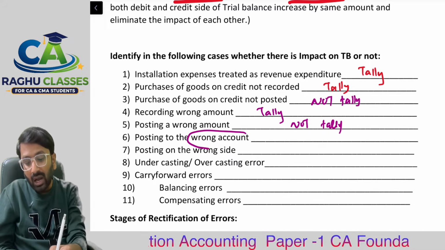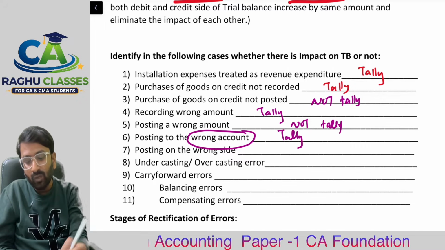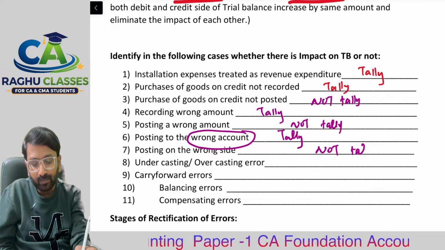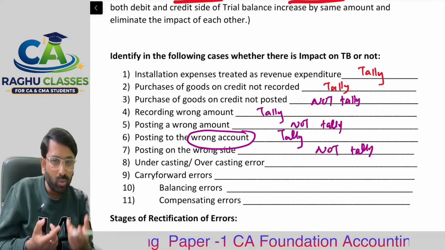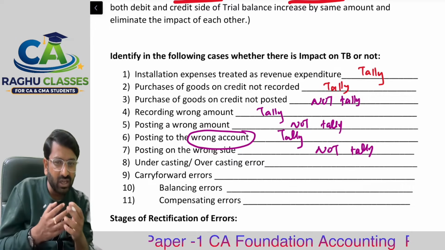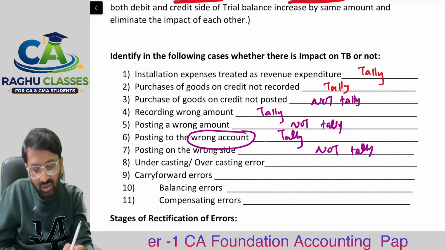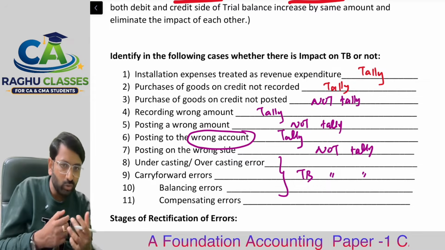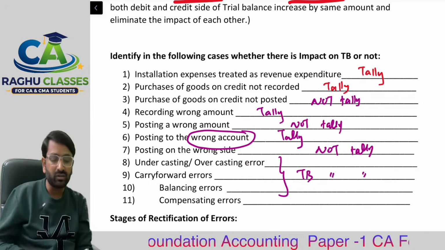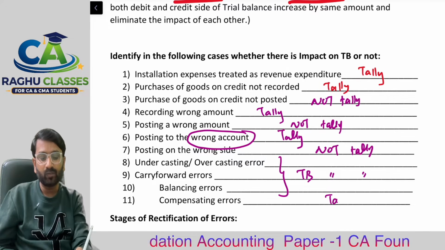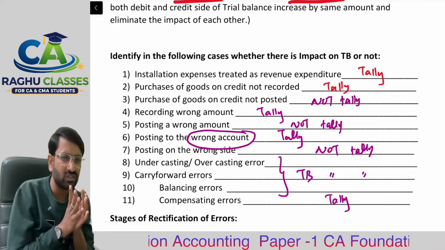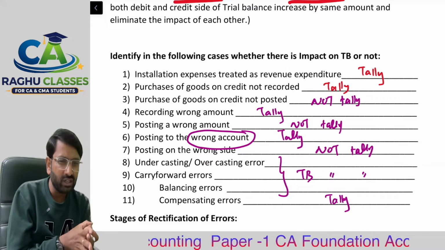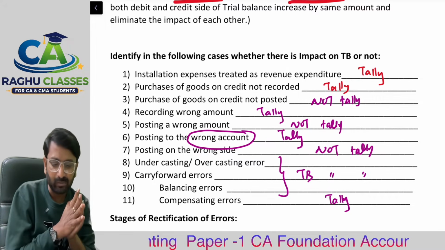Posting a wrong amount, TB will not tally. Posting to the wrong account, TB will tally. Posting on the wrong side, will not tally. Any undercasting and overcasting mistake, any totaling mistakes, any carry forward errors, balancing errors, in all these cases, TB will not tally. TB is going to be affected. Compensating errors, TB will tally. So that you should be able to identify. So the first thing you need to understand is what the different types of errors are and whether they have any impact on trial balance or no impact on trial balance.